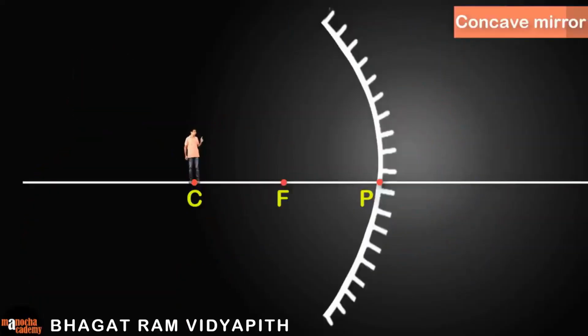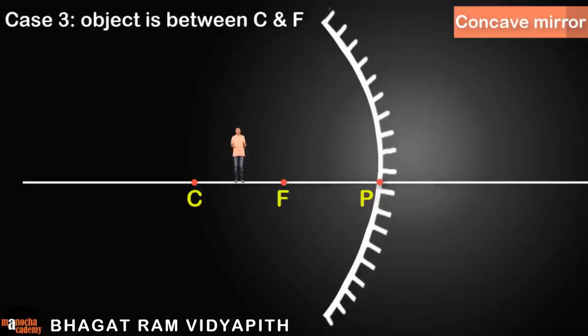Now I'm going to move closer to the mirror. So this is our case 3, where the object is between the center of curvature and the focus. I would like you to pause the video here and find the image yourself using a ray diagram. Also write down the properties of the image formed.